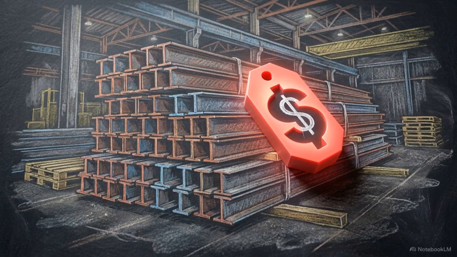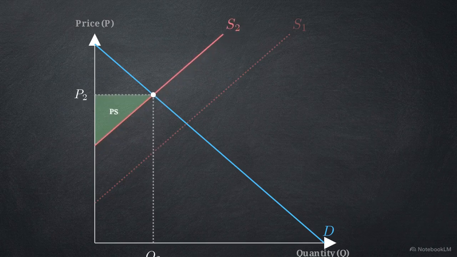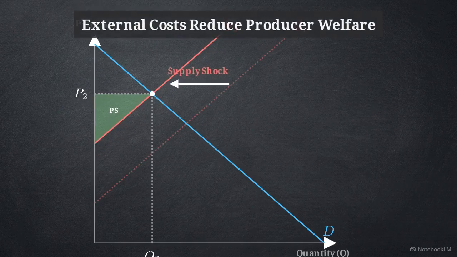Consider what happens if the cost of raw materials spikes. The supply curve shifts to the left. The total quantity available drops, the equilibrium price rises, and the producer surplus shrinks. External costs directly destroy producer welfare.